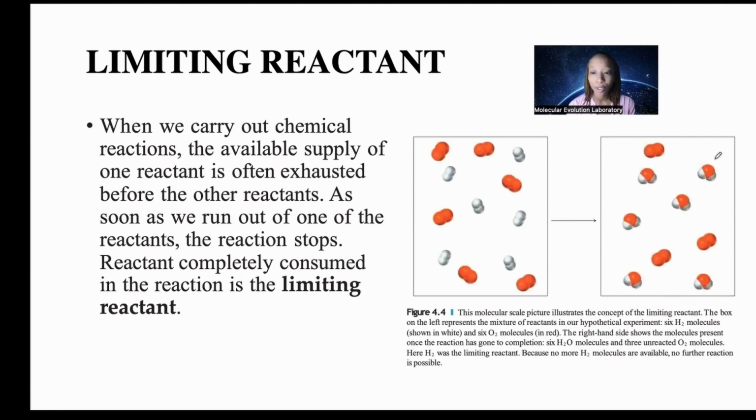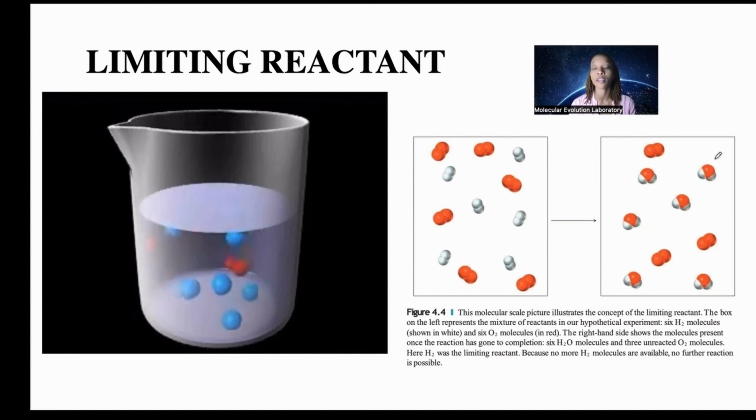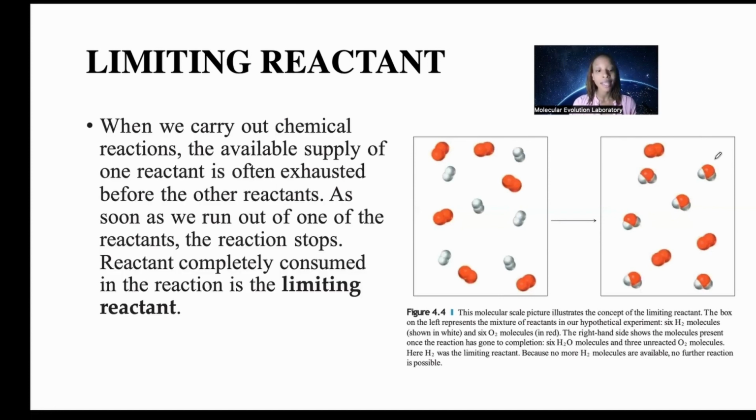When dealing with stoichiometry calculations, you'll also have to deal with what we call limiting reactants. When we carry out a chemical reaction, the available supply of one reactant is often exhausted before the other. So you're combining 2 reactants together to give you a product, and usually one might become exhausted. There's so much and no more combinations that you can have. If you run out of one reactant, the reaction basically stops, because it needs the other reactant to combine and give you the product. The reactant completely consumed in the reaction is the limiting reactant.